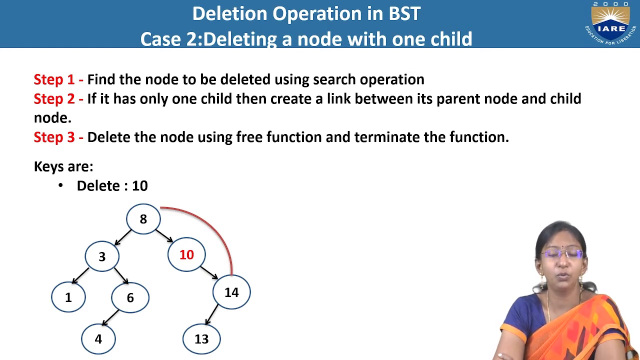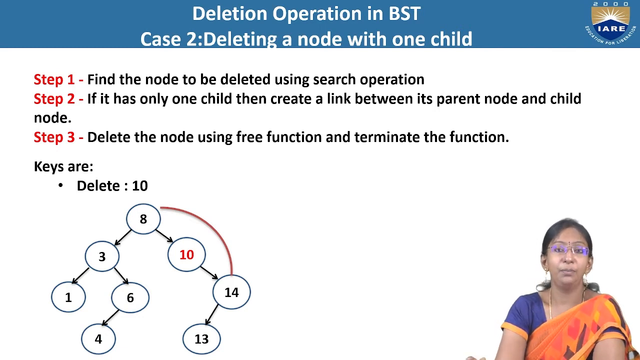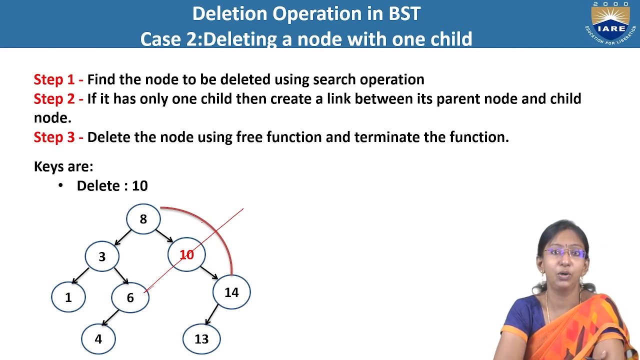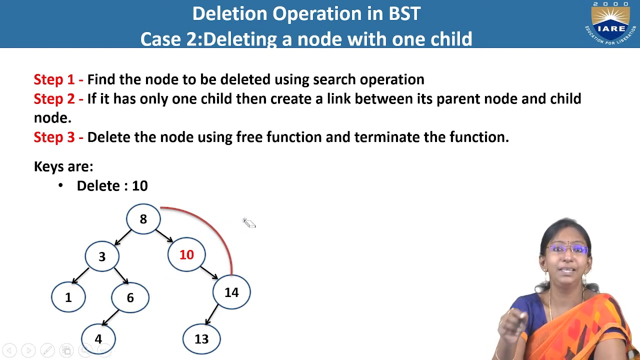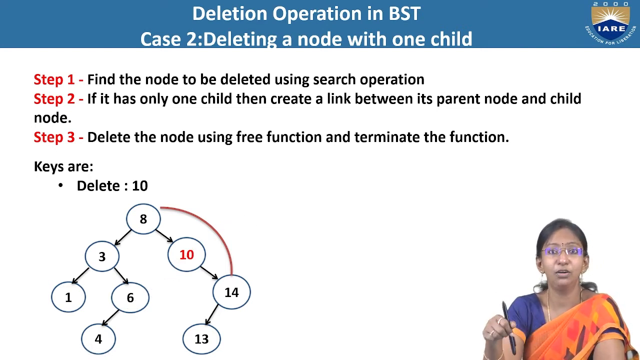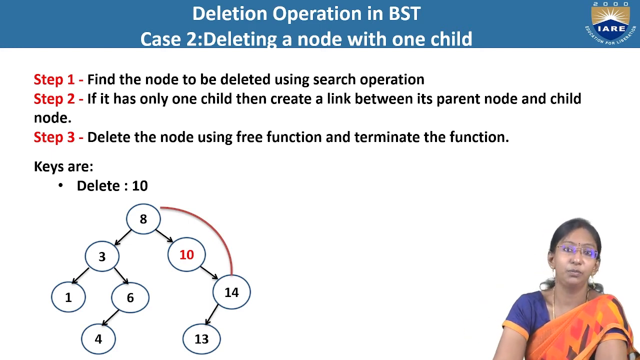If I directly try to remove 10, the tree will be broken into two halves, right? The link between 8 and 14 gets broken. So build a relation between the child of 10 and the parent of 10. That is a relation between the child and grandparent. Okay, then remove the element.